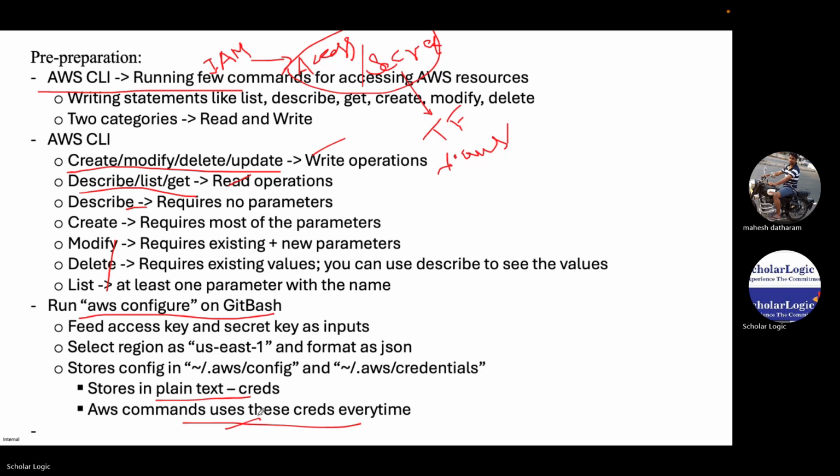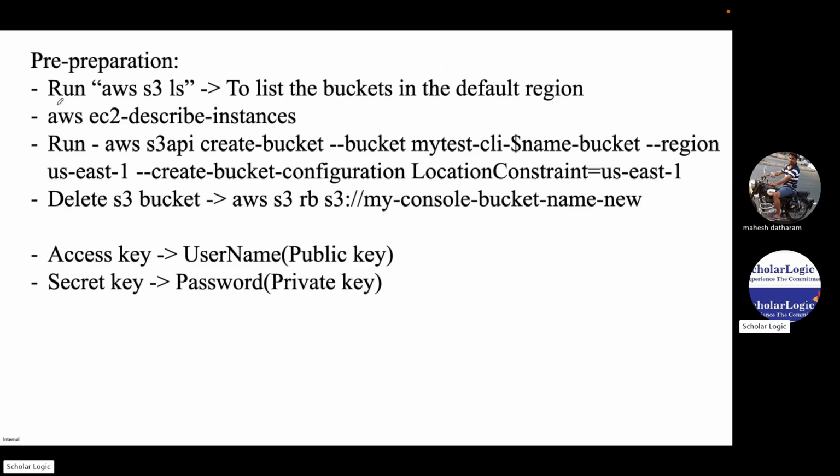Okay. So some of these commands we already noticed, right? We are running AWS S3 ls, describe instances, and S3 API create bucket and all. Because once you configure your CLI to be working, you can run any of these commands, similar to how you do from the AWS console. It is pretty simple.